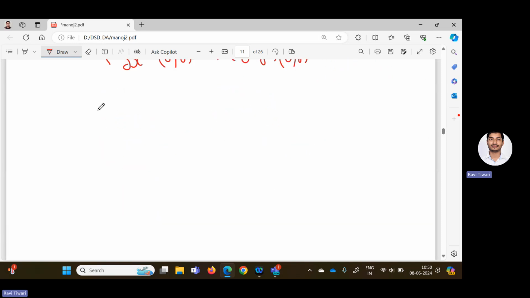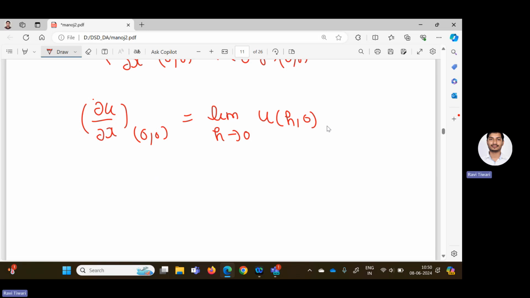Dou u by dou x at 0 comma 0. This will be what? Limit h tending to 0 and u of h comma 0. So let me write the formula properly: u of a plus h, b, so u of h comma 0 minus u of 0 0, divided by h. So this is equal to, what will be the value of u of h comma 0?